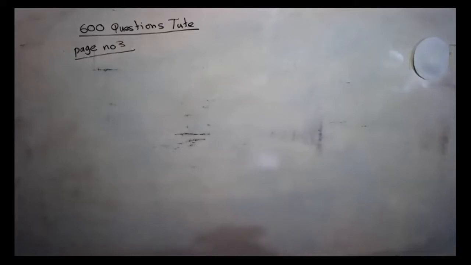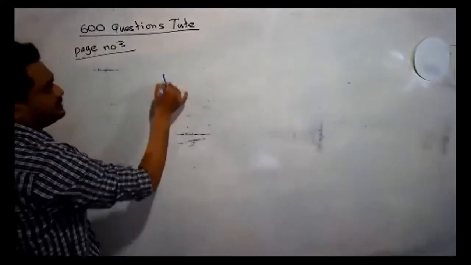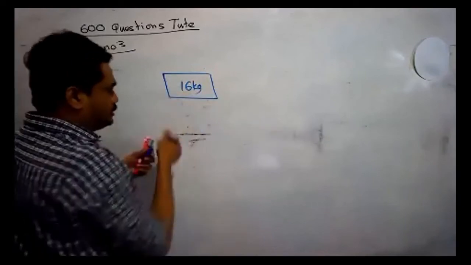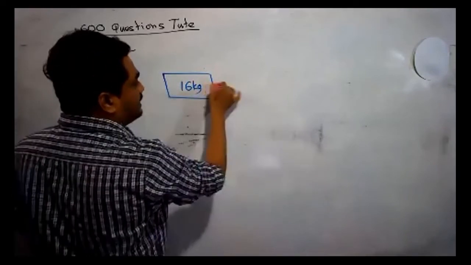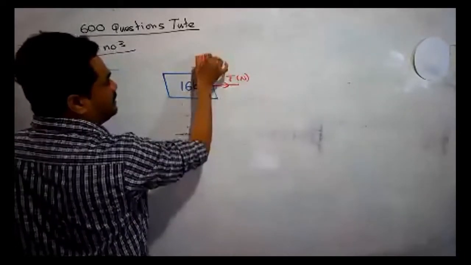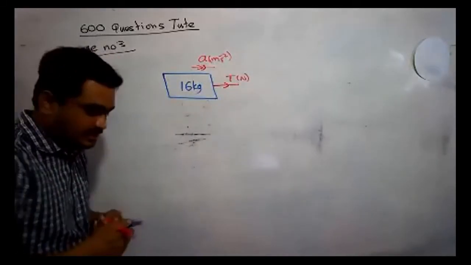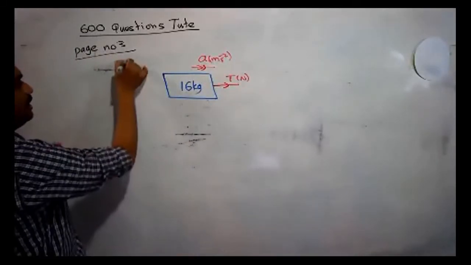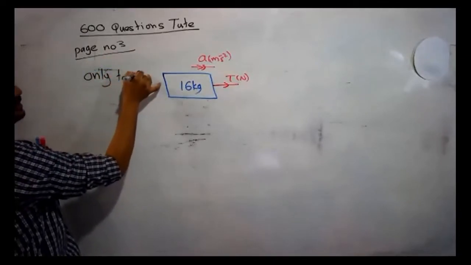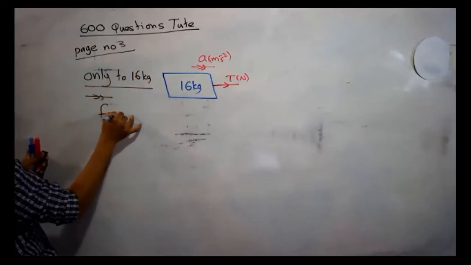Okay, let me draw the boxes separately. If I consider this 16 kg box, it is moved by this tension force capital T in this direction with an acceleration of simple a meters per square second. So only to the 16 kg object in this direction, I apply F equals ma.